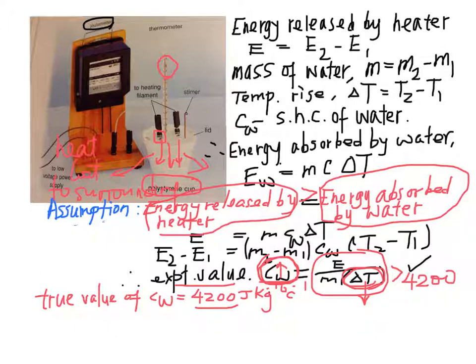To reduce the heat absorbed by the polyethylene cup, we should choose a cup with small heat capacity. Also, the stirrer in the experiment is important. We should use the stirrer to stir the water frequently during the experiment to ensure uniform temperature of water.